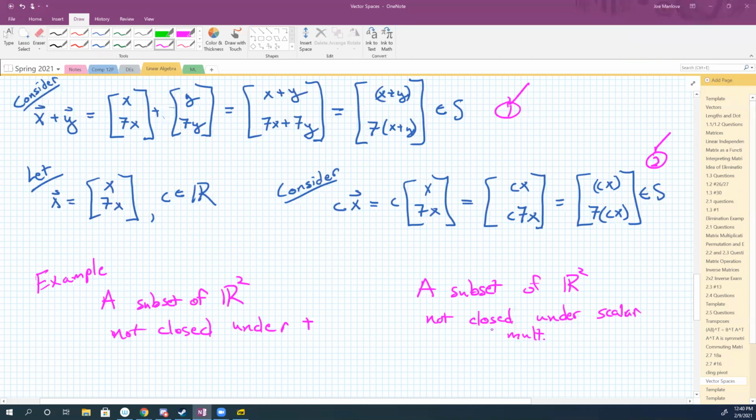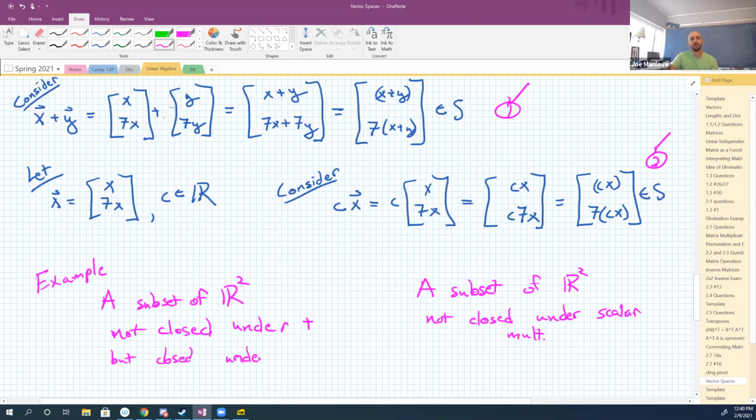I mean, we've used closed for like bounds and stuff. Yeah, so being closed under vector addition means that if you add two vectors, you get a vector still. Right, so a subset is closed if adding any two things in it will keep you in it. So here I want a subset of R2 that's not closed under addition, but closed under scalar multiplication. And for this other one, I want a subset that's not closed under scalar multiplication, but is under vector addition.